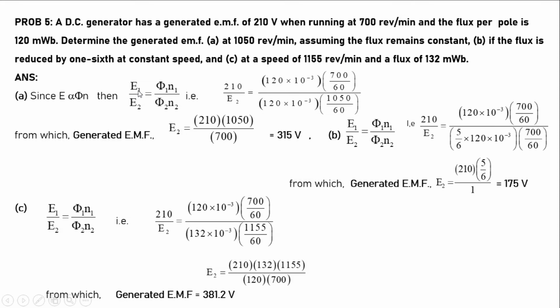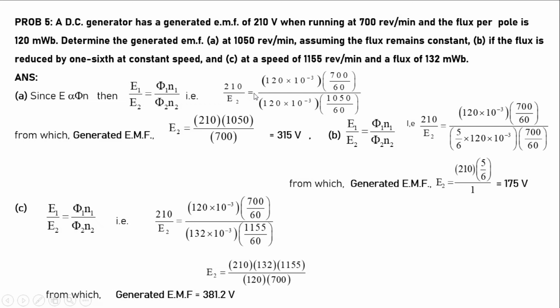So you can use the general formula E1 by E2 is equal to phi1 N1 divided by phi2 N2. But this N is in RPS, so we need to convert RPM by considering 700 by 60. Anyway it will cancel, so even if we straight away use 700 and 1050, we can consider these as capital N1 and N2.